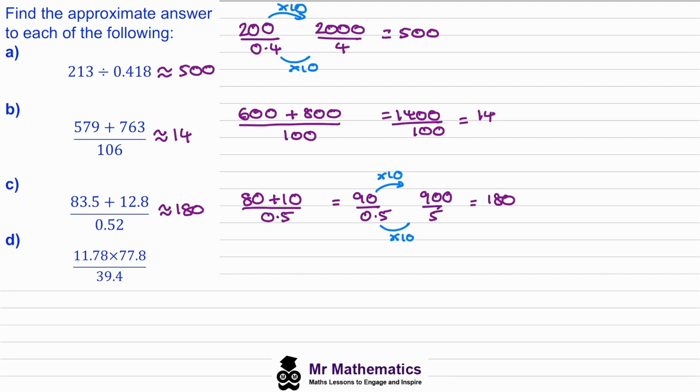Question D. The 11.78 we approximate to 10. The 77.8 we approximate to 80. And the 39.4 we approximate to 40. Our numerator, 10 times 80, is 800, divided by the 40. We can simplify this fraction, divide both by 10. So we get 80 over 4, which is 20. This is approximately 20. Okay, let's try some exam style questions.